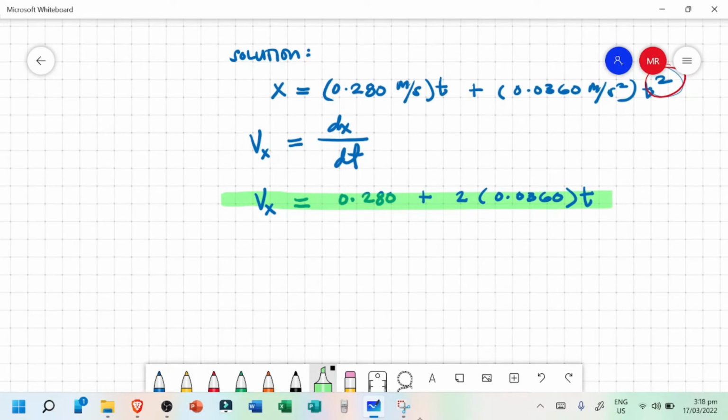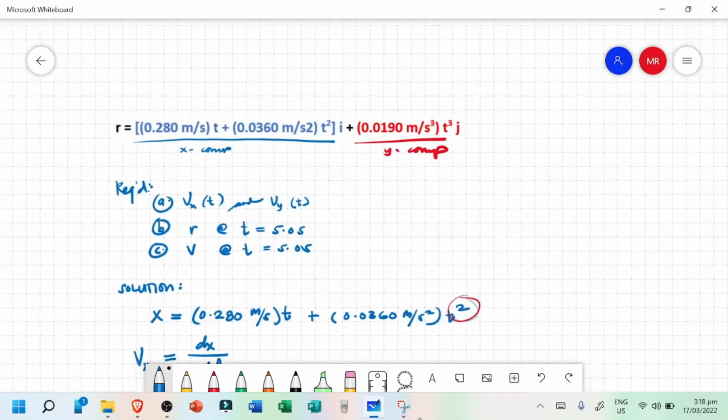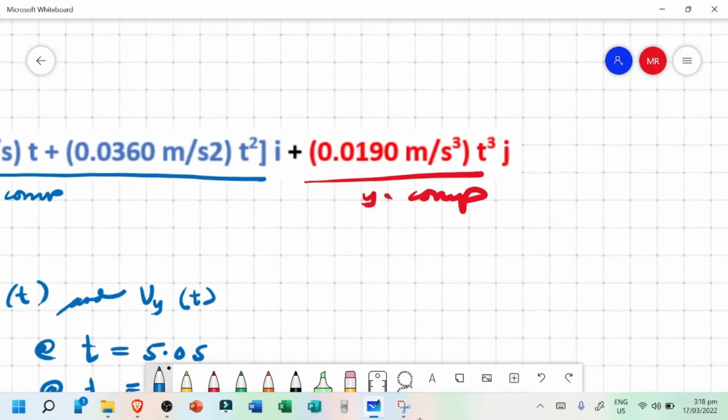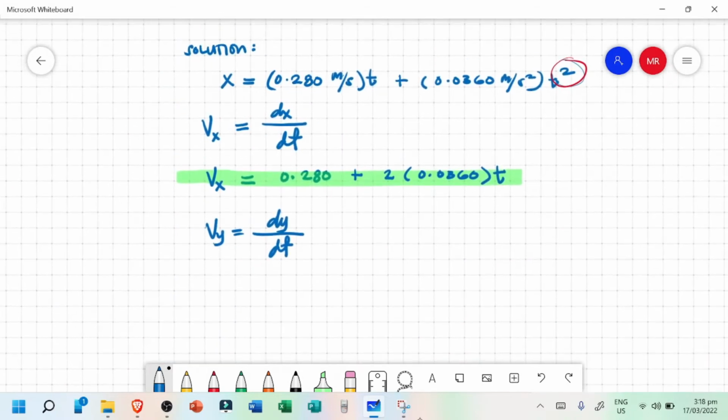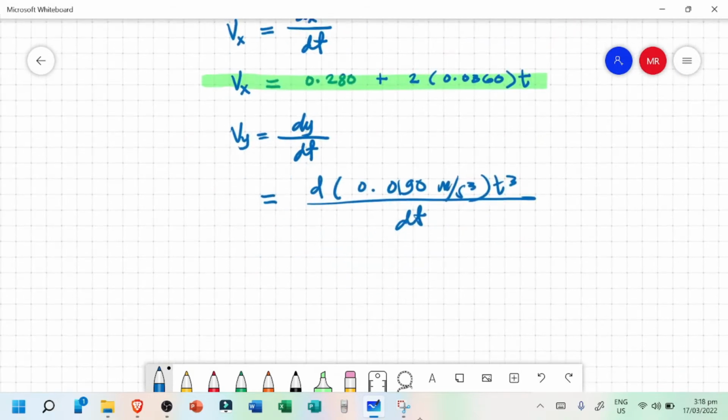So for y, we apply the same process. v sub y is dy over dt, and by applying derivative to the y component, this is the y component, 0.0190 meters per second cubed t cubed. So we'll have the derivative of 0.0190 meters per second cubed t cubed over dt.